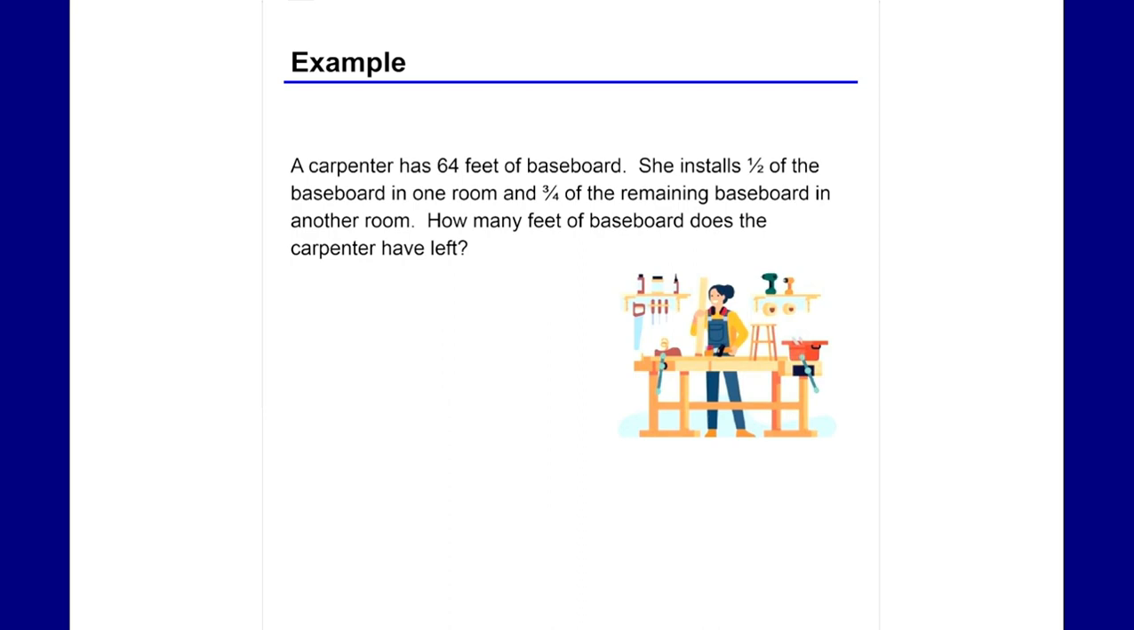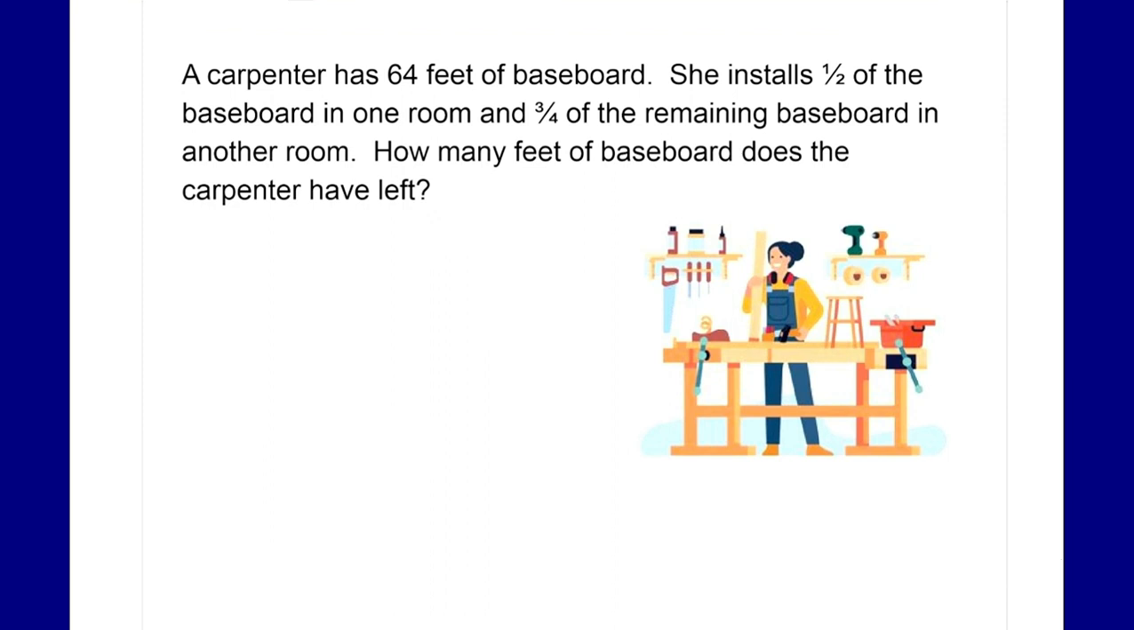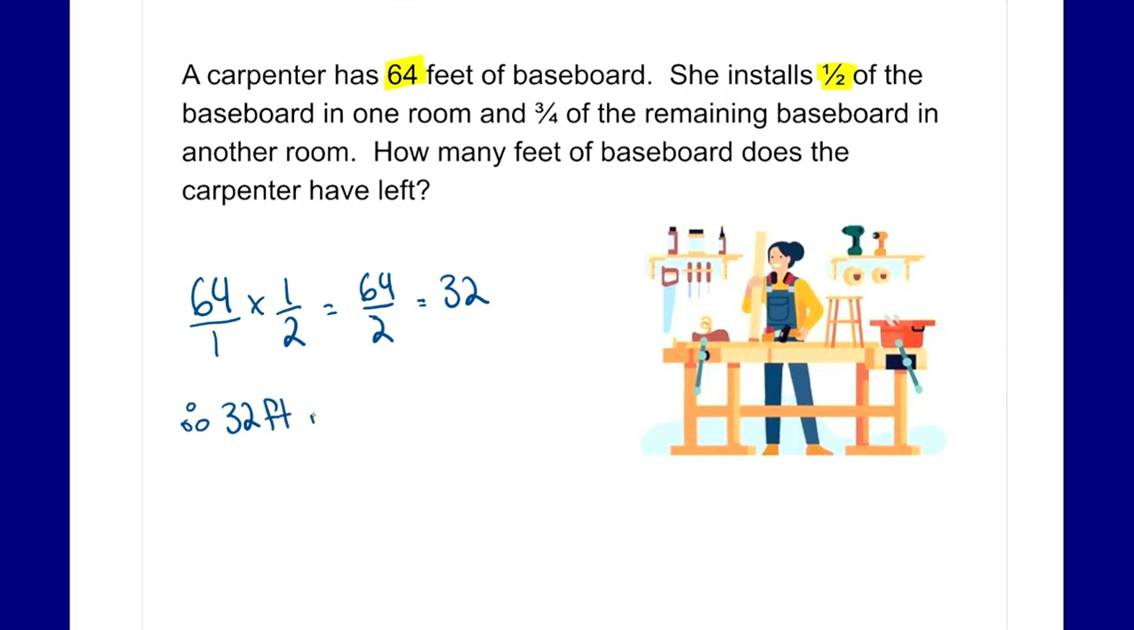So when we're working with fractions like this, if we want to figure out what half of a number is, or half of 64, I can just take 64 and multiply it by 1/2. That's our first step. We use half first. So 64 times 1/2. 64 as a fraction is 64 over 1. I get 64 over 2, or 64 divided by 2, which is 32. So therefore, 32 feet in the first room.